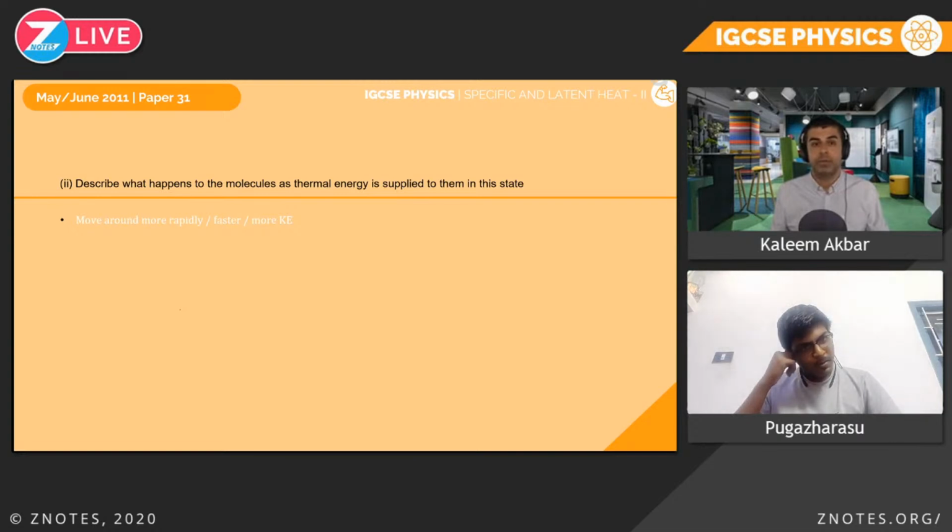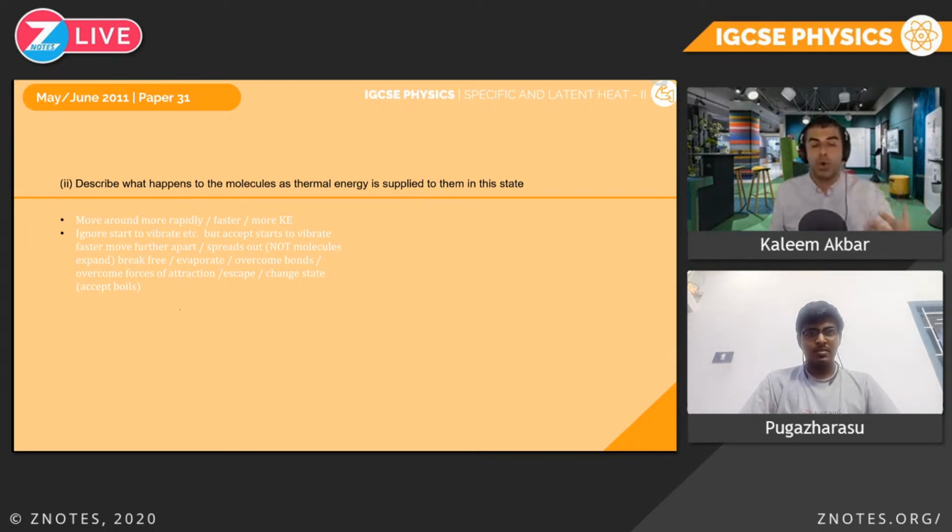All right? Ignore starts to vibrate. It was already vibrating. There's just going to be more vibration. We've overcome forces of attraction. Remember, we've changed state. We're now a liquid. And you could talk about convection currents because it's a liquid. And what happens in a liquid? Energy is rising. Sorry. So hot fluid rises, cold fluid falls.